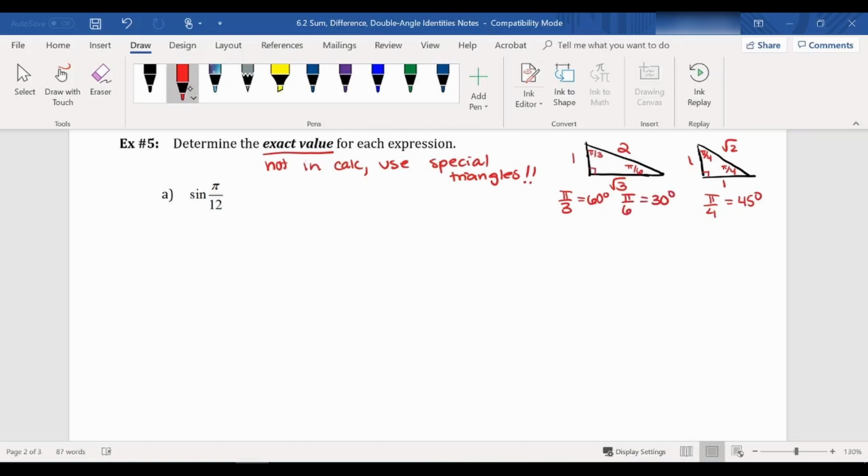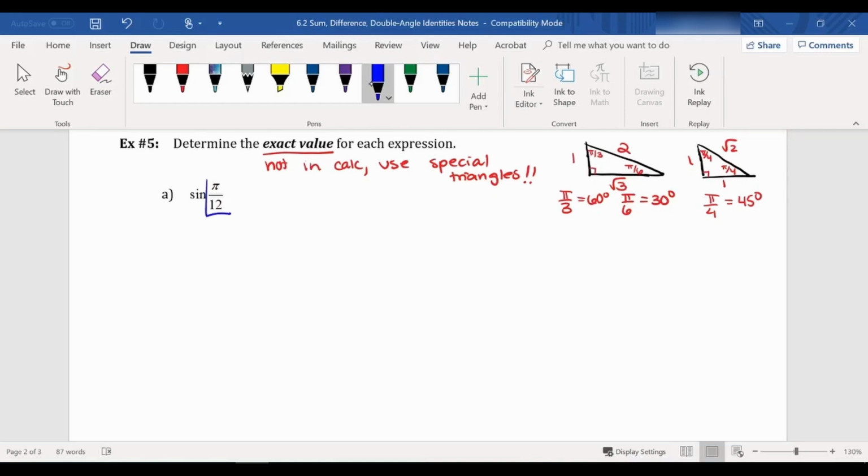Okay. Now, the problem we have when we look at this is we're being asked to find an exact value of sine pi over 12. Pi over 12 is not a special angle. Pi over 4 is a special angle. Pi over 6, pi over 3, those are special angles, but not pi over 12. But yet we've been asked for an exact value, which tells us we should be able to make pi over 12 using special angles somehow.